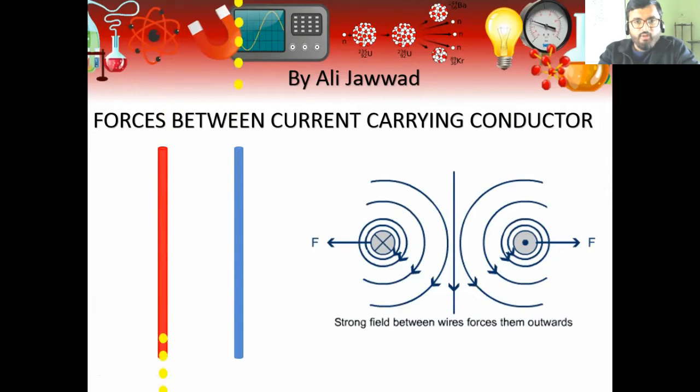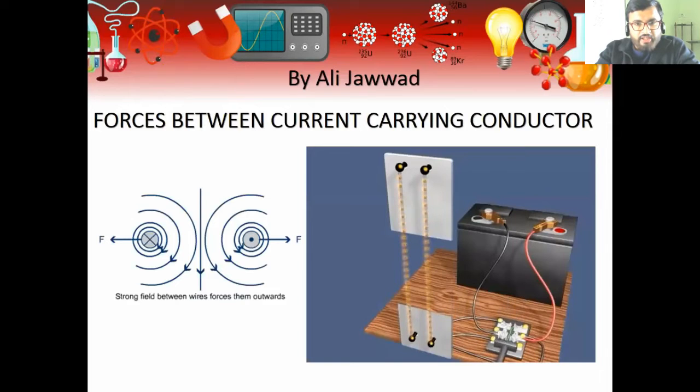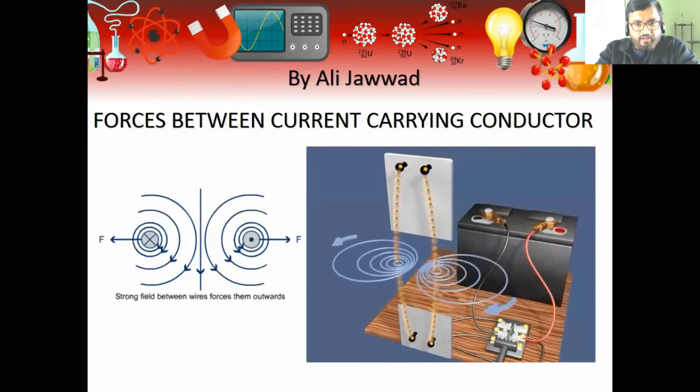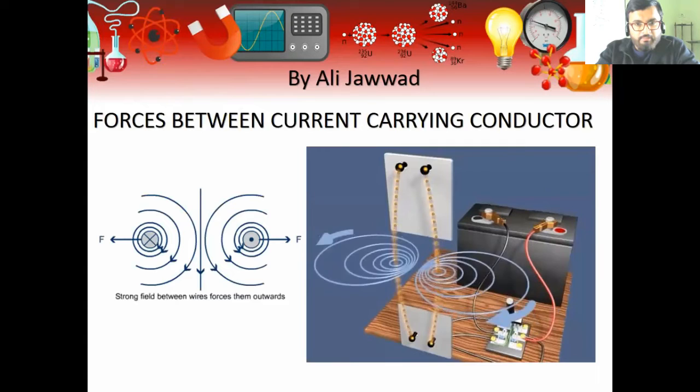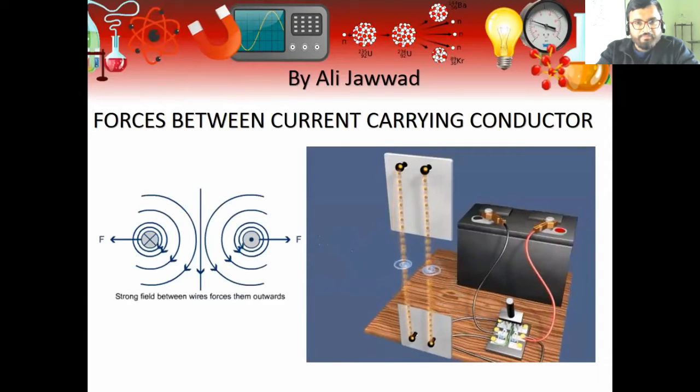This is the top view of the magnetic field around the wires. One is anti-clockwise and the other is clockwise. However, the direction of the field from the center is the same. So the wires will get repelled from one another and they will bend away from one another. Let us watch this in an experimental video.